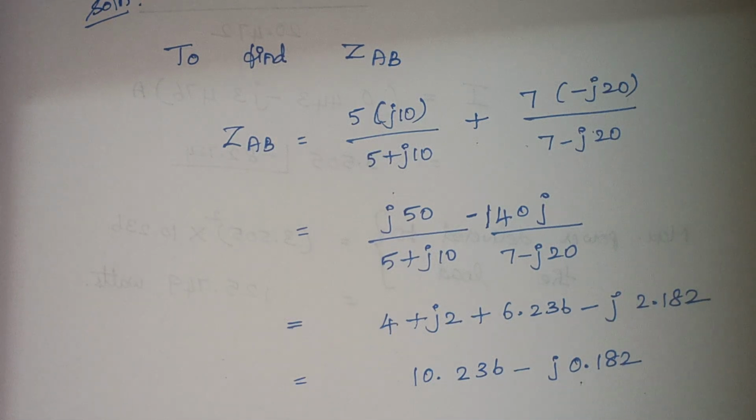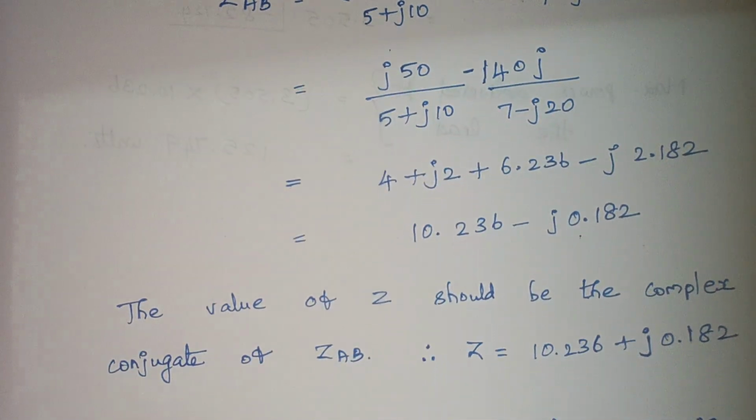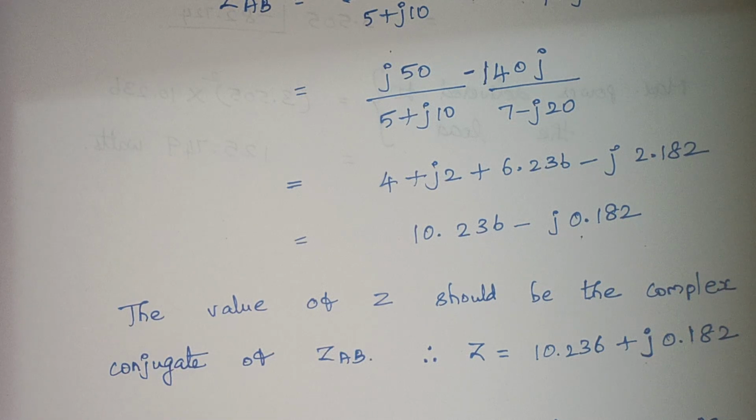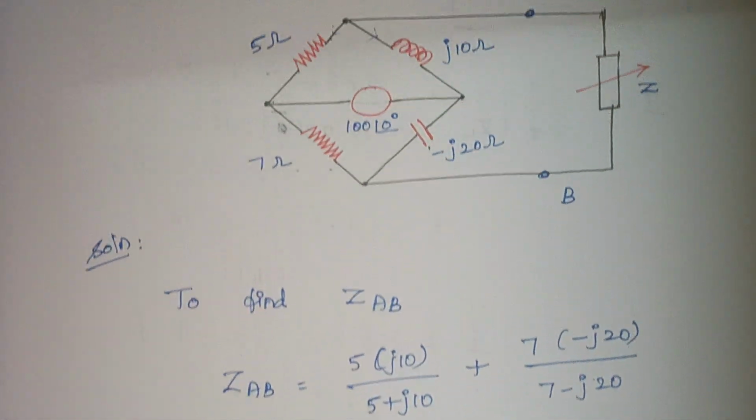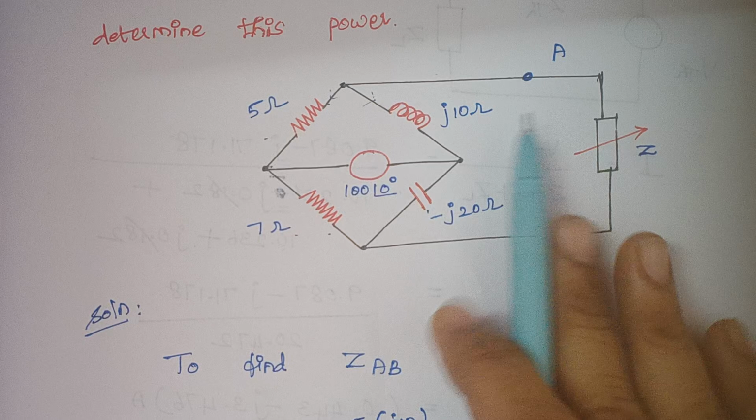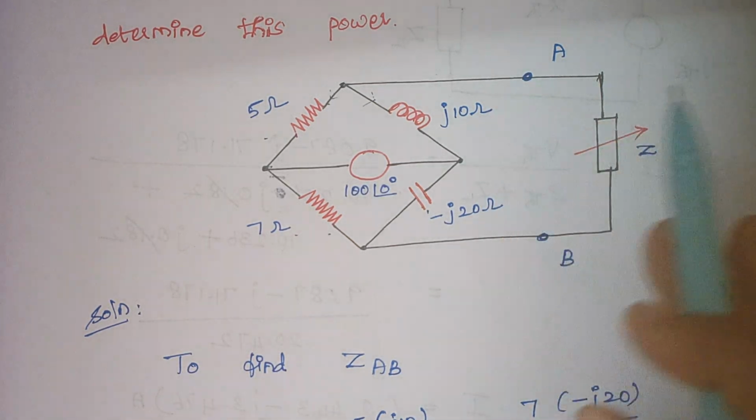Right. Now again, the value of Z should be the complex conjugate. Right. So therefore, the complex conjugate is 10.236 plus J.182. Right. So here we have calculated the value of Z, that is load impedance. Now the next thing is we are going to calculate the value of V Thevenin or voltage across AB. So here we are just redrawing the circuit. While redrawing the circuit, we have to remove the load impedance. Okay, this load impedance has to be removed. Right, the rest will remain the same.